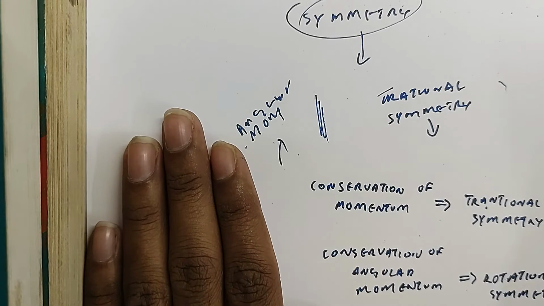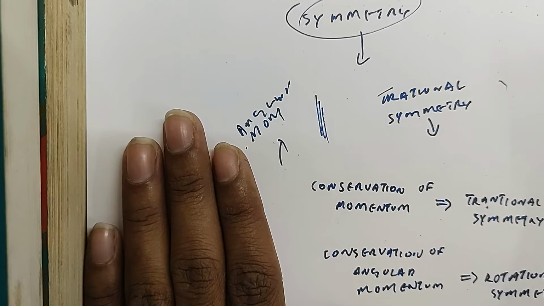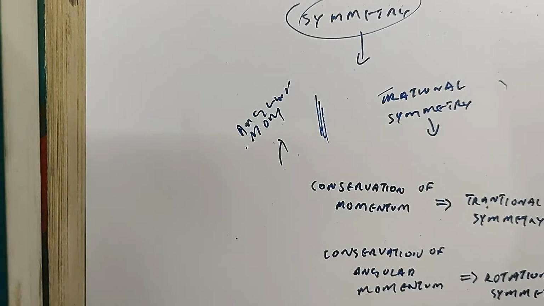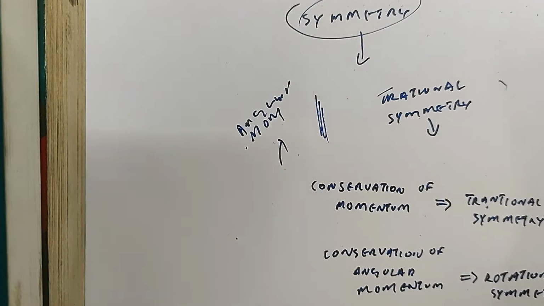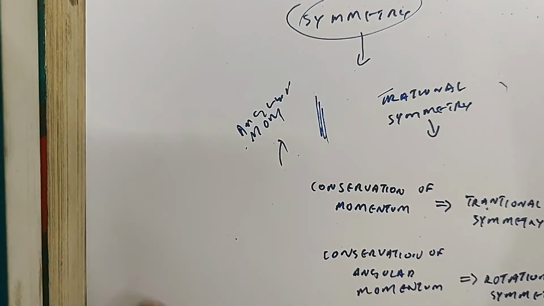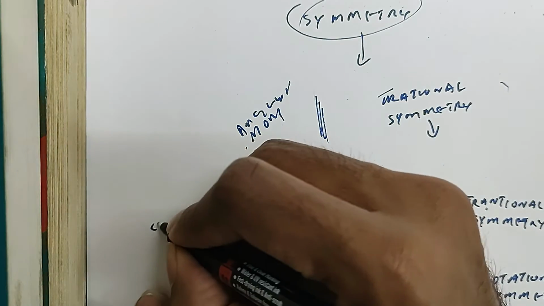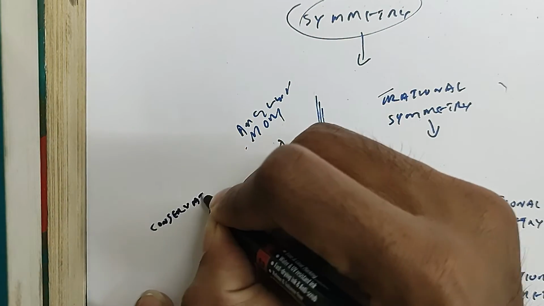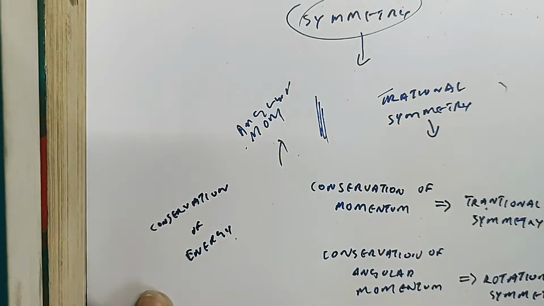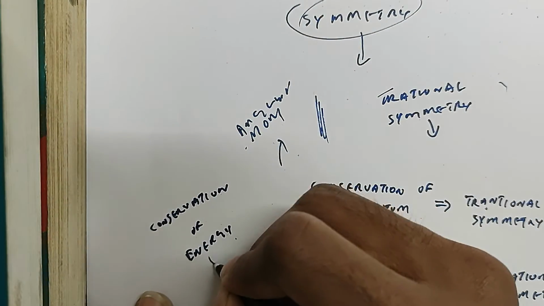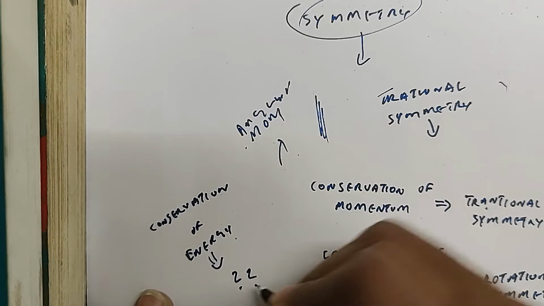So it appears to us that this approach involving the considerations of symmetries is very fundamental, and it appears to us that the conservation of energy of the system must also correspond to some sort of symmetries of the system. Conservation of energy should also correspond to some sort of symmetry.